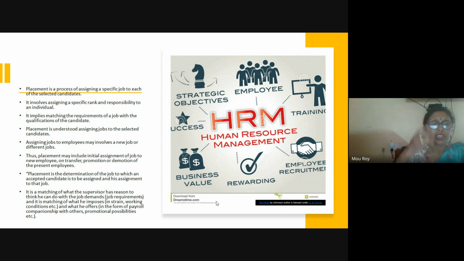Now, effective induction and placement processes are very crucial for ensuring that new employees feel welcome. Because sometimes when you join a new organization, everybody is new to you. If you are very extrovert, fine, you go and introduce yourself, you come to know the person, and you have proper communication and interaction. But there are some employees who are new to the organization and are not extrovert. They are very introvert, always within their periphery, so they may not interact.